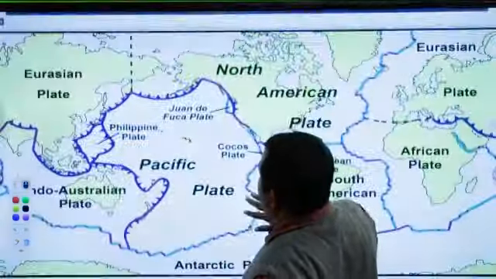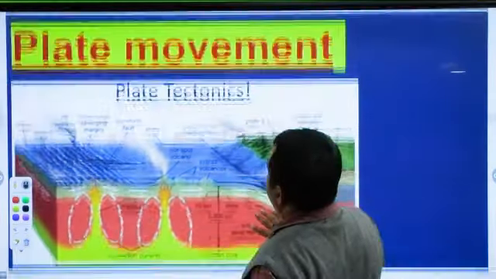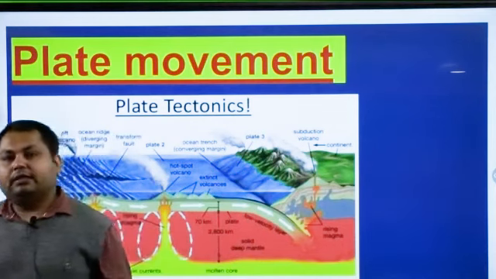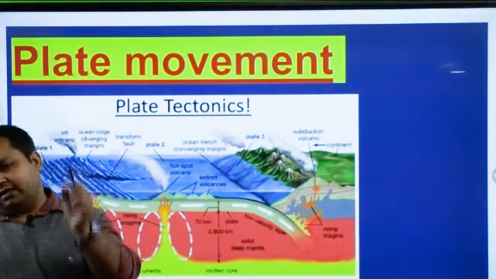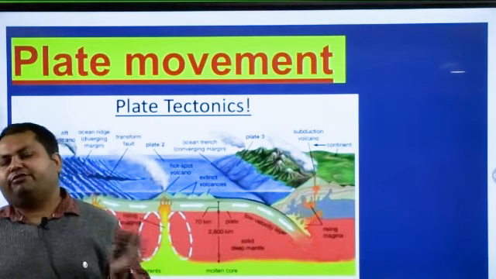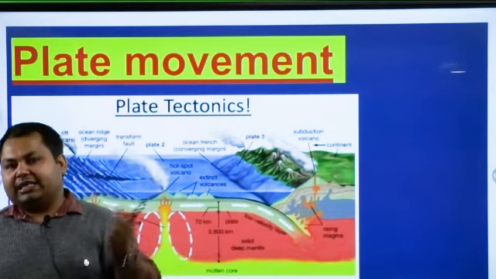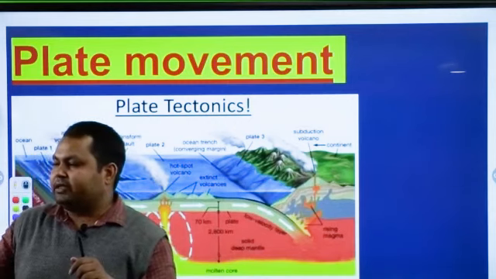Now here we will see the plate movements and their direction. I will start this particular component, the plate movements, as converging, diverging and parallel plate movement, related to the formation of various landforms as well as the occurrence of geological phenomena, in the next video, plate tectonics part 2.